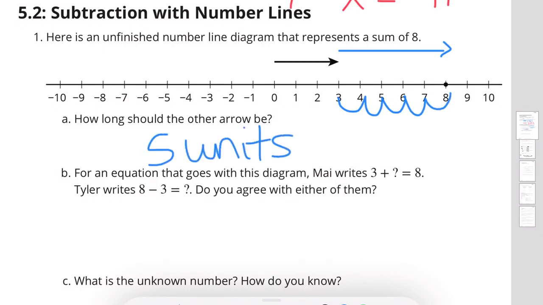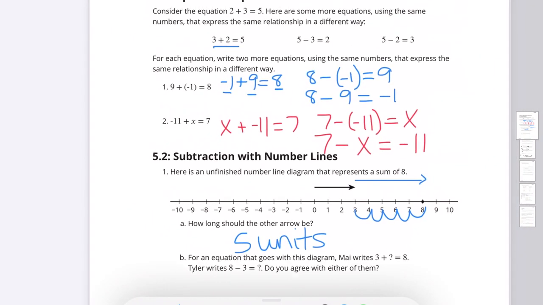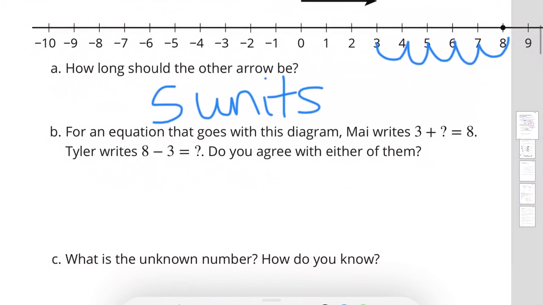For an equation that goes with this diagram, May writes 3 plus question mark equals 8. Tyler writes 8 minus 3 equals question mark. So I want to know if you agree with either of them. So the correct answer would be that they are both correct, because if you think back to your fact families, then I know that both of these equations represent the same value.